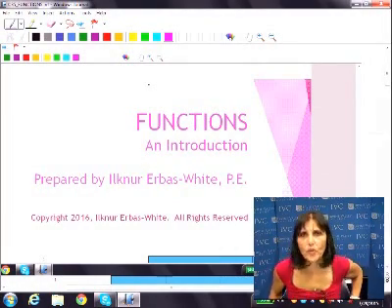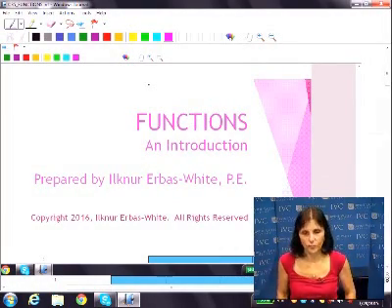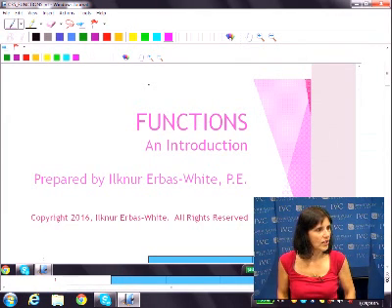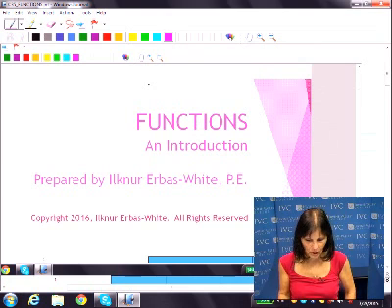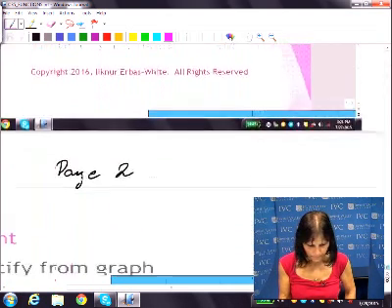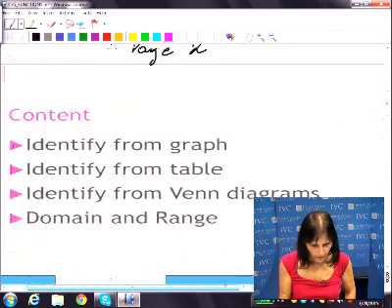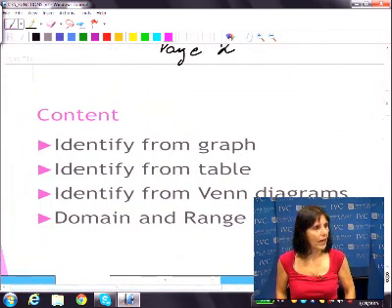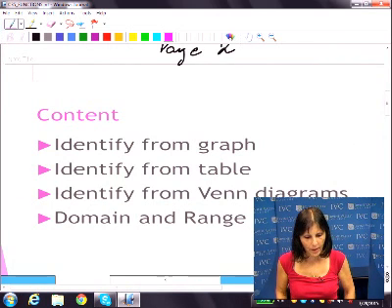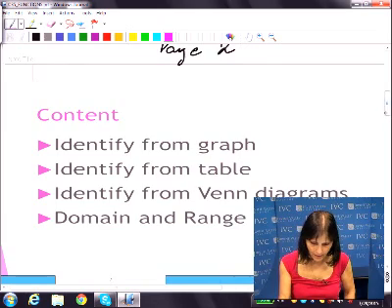Today we will talk about introduction to functions. What is a function? It's kind of a quick and dirty way of presenting functions. So let's get started. Primarily, we are going to look at how we identify a function from a graph, table, and Venn diagrams, and then talk about domain and range, and a couple of common functions. We'll go over that.